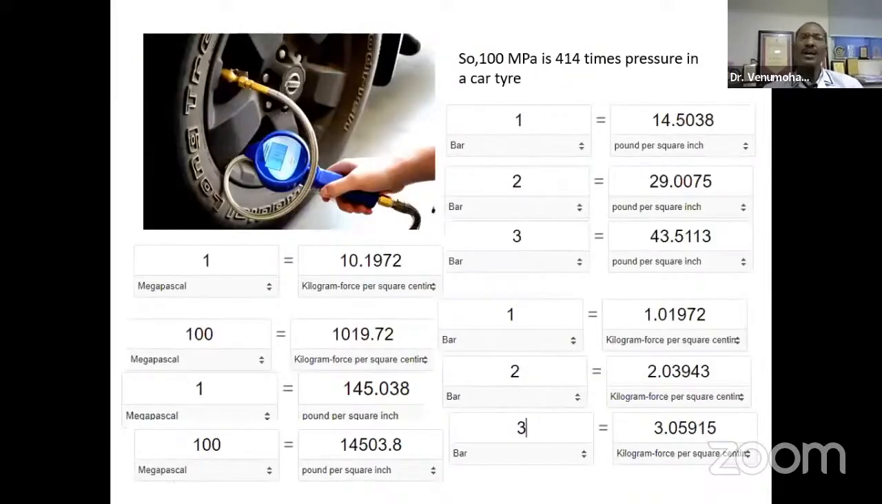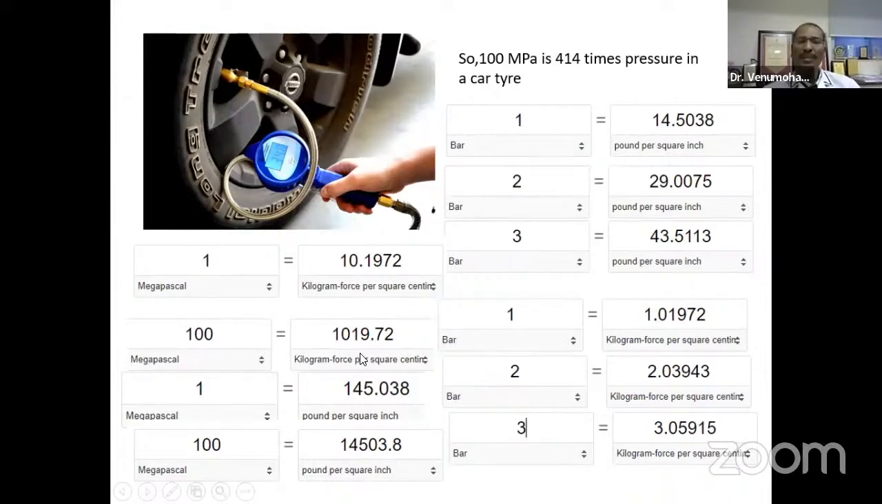Now, how much is this 100 megapascal? So let's try to understand. 1 megapascal is equal to 10.197 kilogram force per square centimeter. That means 1 megapascal is roughly equal to 10 kilogram force. That means 100 megapascal is approximately 1019 kilogram force.